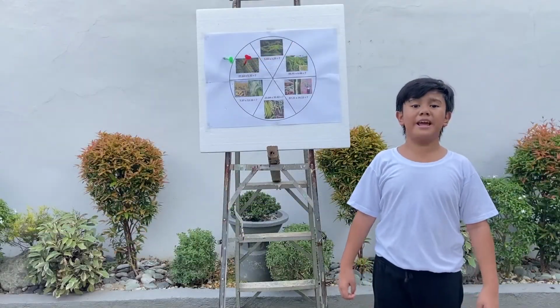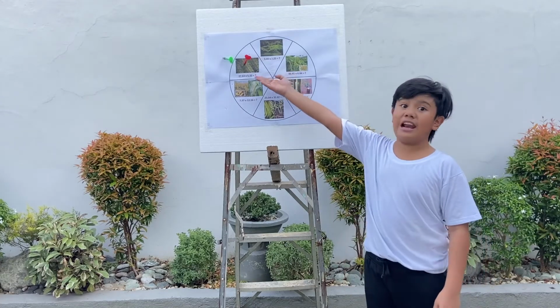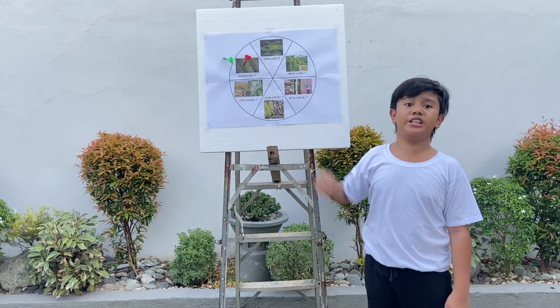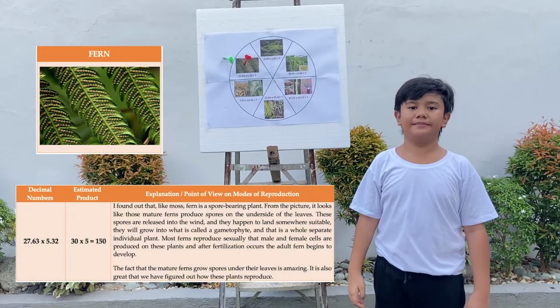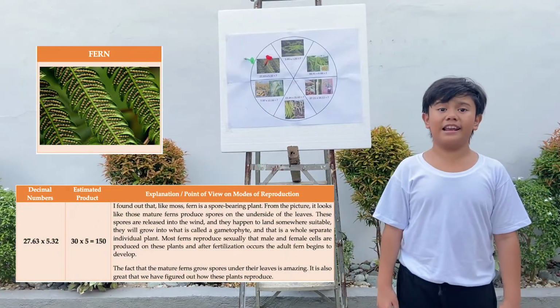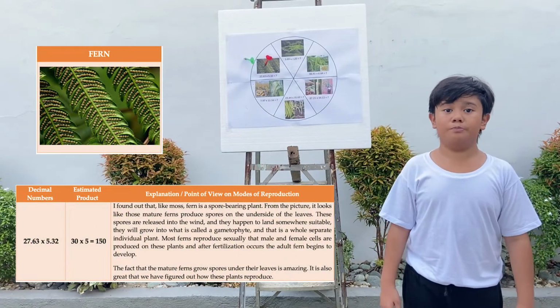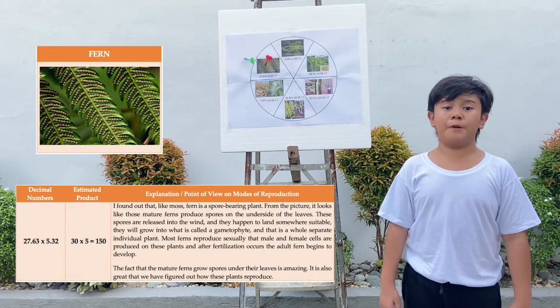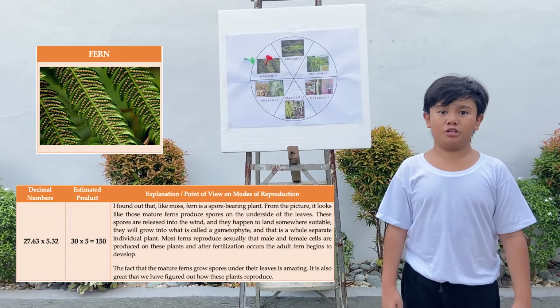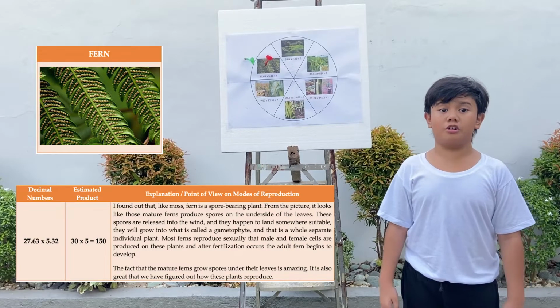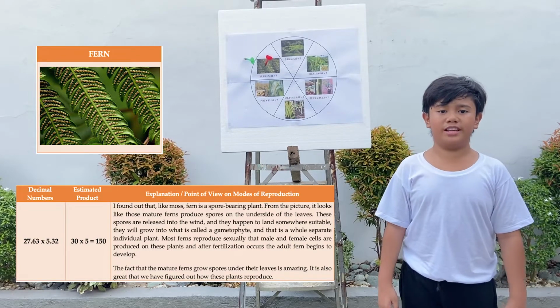Wow! What an amazing throw! The dart landed in the section with the picture of the ferns. I found out that like moss, fern is a spore-bearing plant. From the picture, it looks like those mature ferns produce spores on the underside of their leaves.